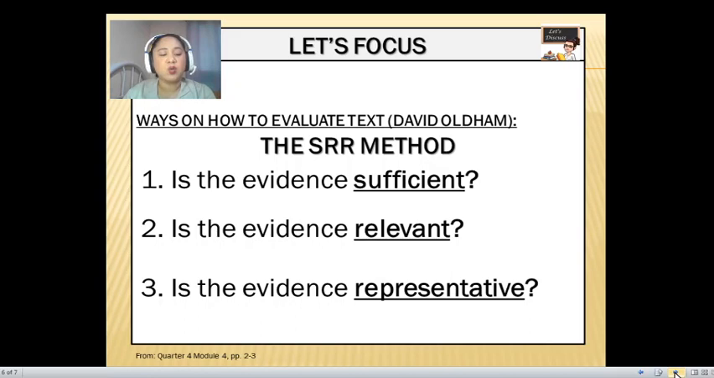This is the hardest one to understand, but also the most important thing that we have to ask ourselves. Representative evidence is evidence that accurately represents the whole topic, not just a selected piece.